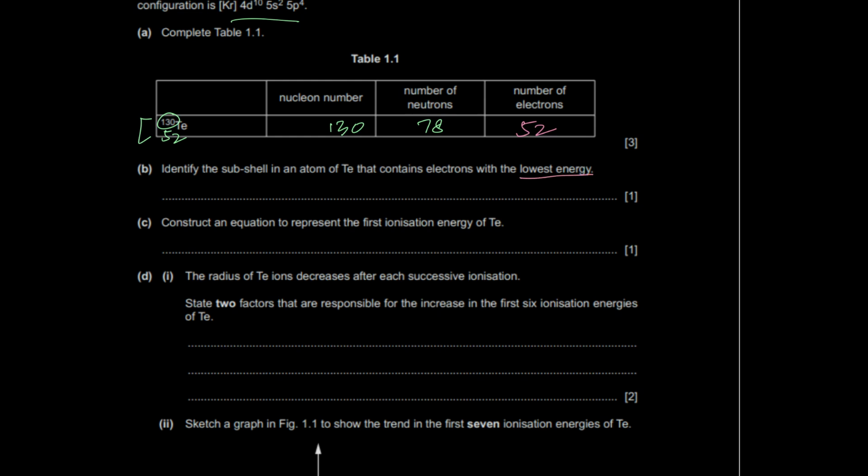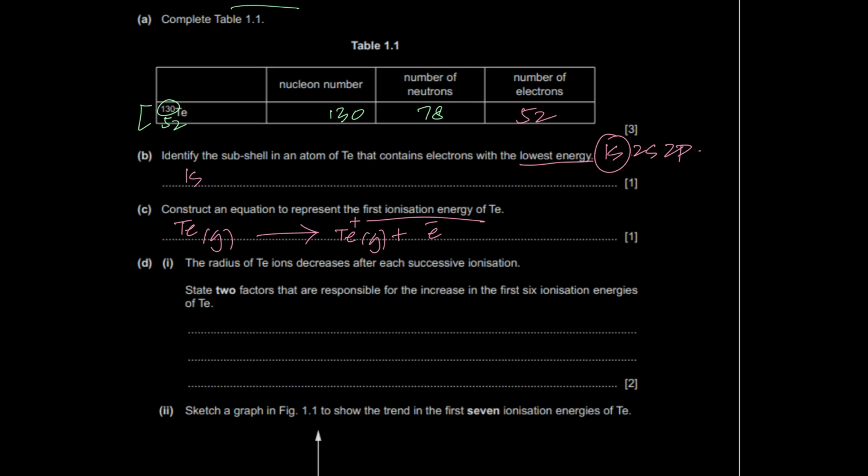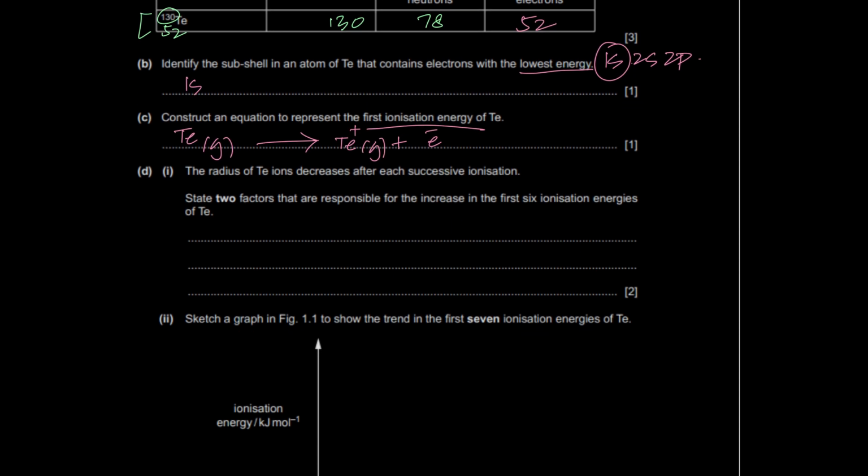Identify the subshell in an atom of Te which would contain electrons in the lowest energy level. Well, the 1s subshell, then it's the 2s, then it's the 2p and so on. So which of these would have electrons in the lowest energy level? In the 1s. Construct the equation for the first ionization energy of Te. So you remove 1 mole of electrons from 1 mole of gaseous atoms to give 1 mole of gaseous positive ions. Done.